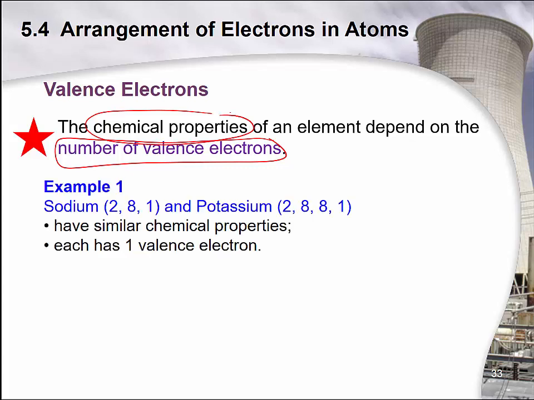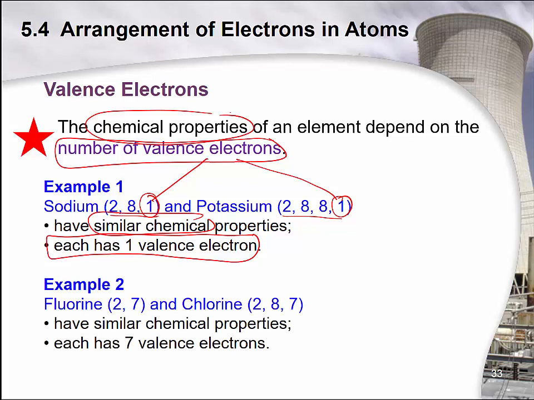So for example, sodium has a 2, 8, 1 configuration. Potassium has a configuration of 2, 8, 8, 1. Now do you realize that the last number, which is the valence electron, is the same? They each have 1 valence electron. Since they have the same number of valence electrons, they react similarly, with similar chemical reactions.